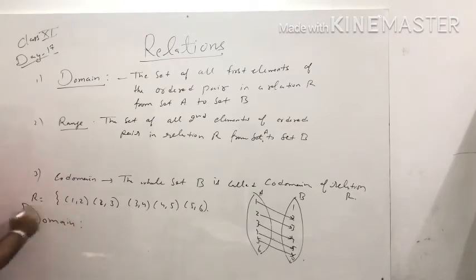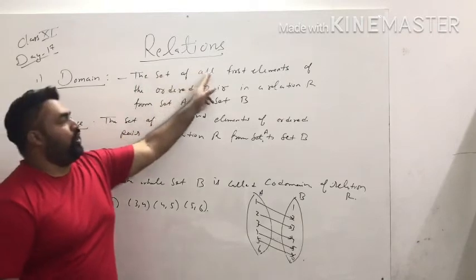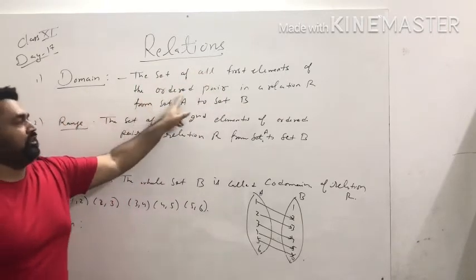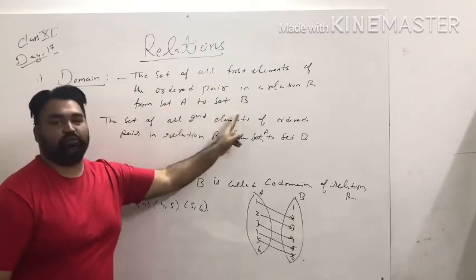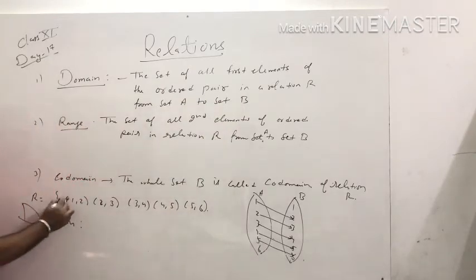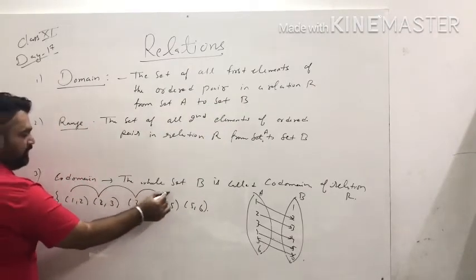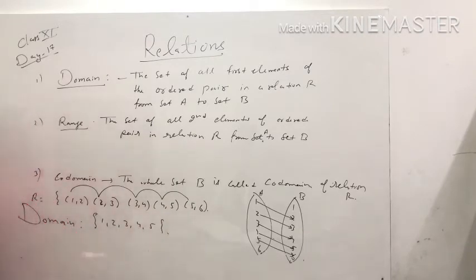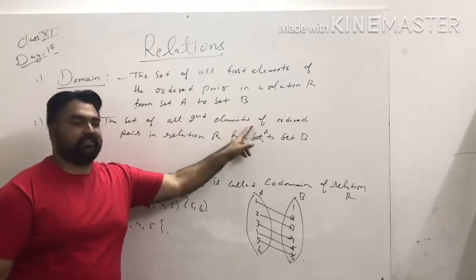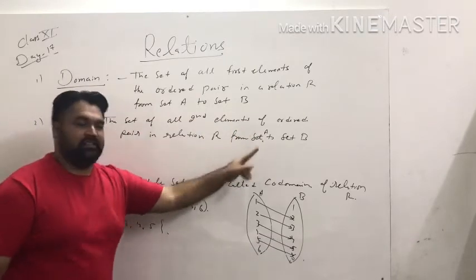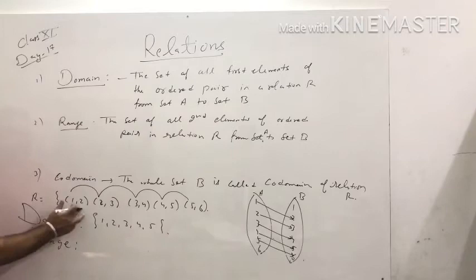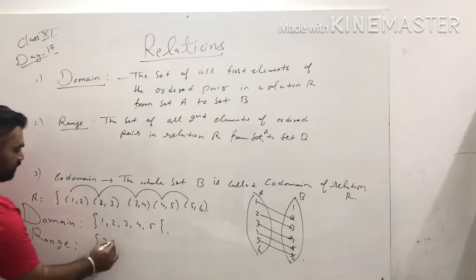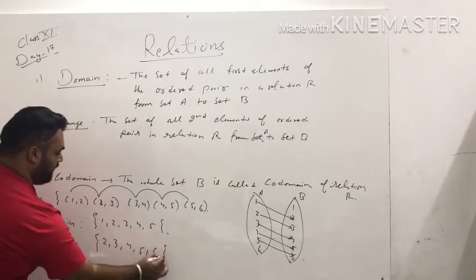What is domain? The set of all first elements of the ordered pairs in a relation R from set A to set B. So domain is the first elements: 1, 2, 3, 4, 5. What is range? Range is the set of all second elements of the ordered pairs in a relation R from set A to set B. So the range is all the second elements: 2, 3, 4, 5, 6.